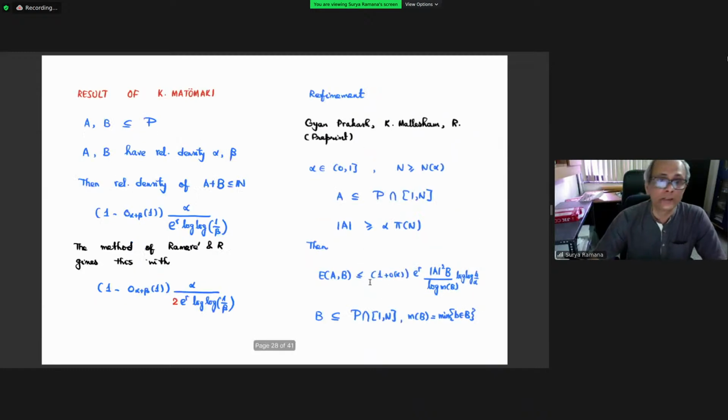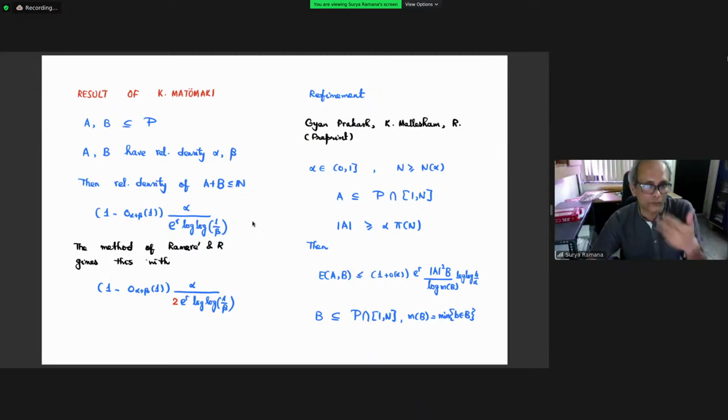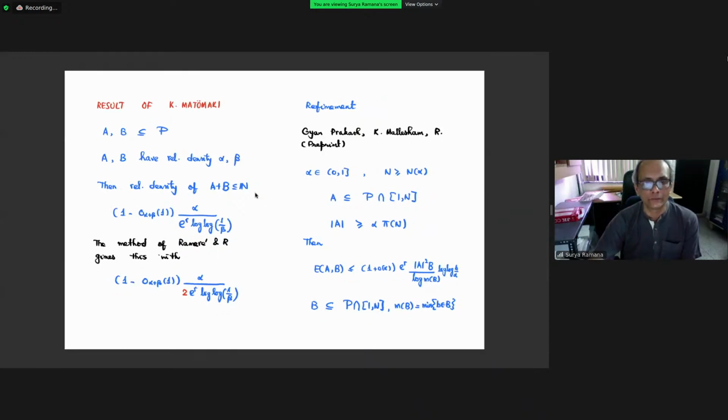Now, when we obtained this result, Matomaki also obtained another result which is closely related to this, so I would like to mention it for a moment. If you take two subsets of the primes which have relative density alpha and beta, then she showed that the relative density of the sumset is at least this much. This result is optimal, and Matomaki uses the method of Green and Tao to arrive at it.